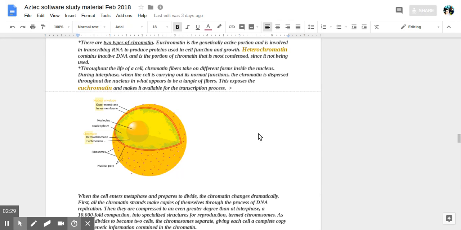inaccessible, it's heterochromatin. Outer membrane, inner membrane, nucleolus, nucleoplasm, and the chromatins, the heterochromatin, the inactive, and the euchromatin, the active. More, then the ribosomes towards the outside, the nuclear pores.